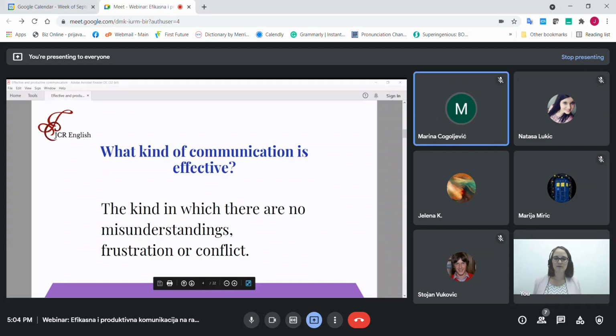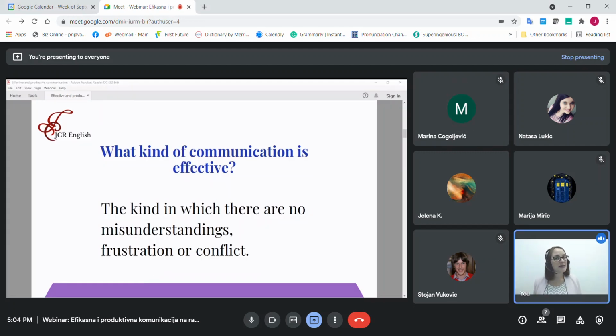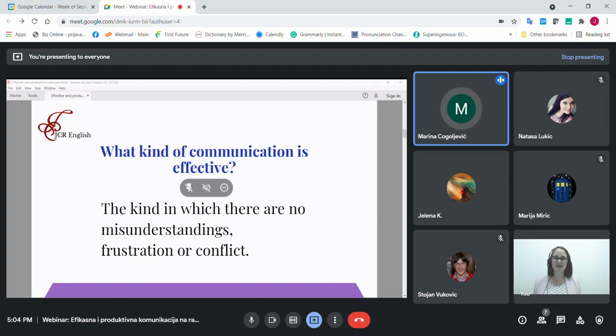Yes, sure. Okay, so is there anything that you would like to add to this? Is there anything else that makes effective communication? I would say that the communication should be direct also, and I think everything should be expressed in a clear way, in a polite manner, so that we get what we want without offending another person as well.